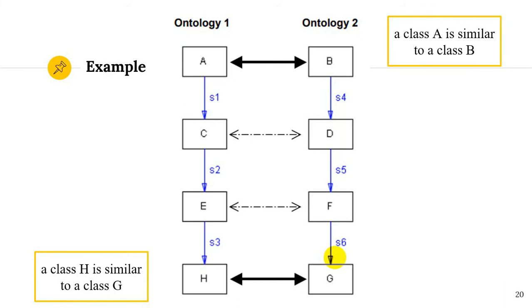For example, suppose we identify two pairs of anchors, class E and class B, and class H and class G. Class E from one ontology is similar to class B in the other ontology, and class H from the first ontology is similar to class G in the second ontology. The following figure shows one path from E to H in the first ontology and one path from B to G in the second one.